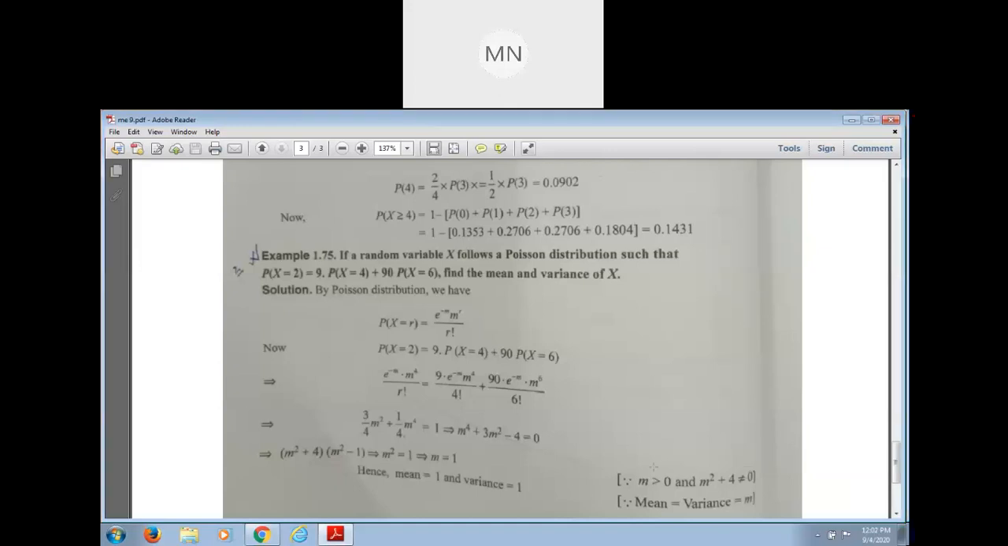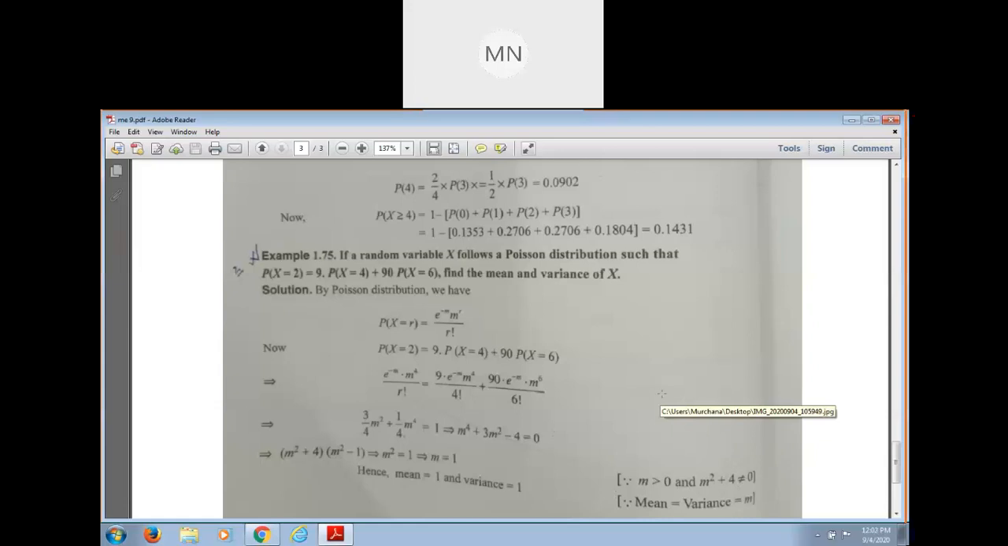Therefore, we cannot take this portion, m squared plus 4 equals 0. We cannot take this part. Therefore, we must take m squared minus 1 equals 0. m squared plus 4 equals 0 is not possible, because m is always greater than 0. The parameter is always positive. Therefore, m squared plus 4 equals 0 does not actually come. Therefore, m is 1. m means the mean and variance, and the mean and variance are the same. Therefore, it will be 1.